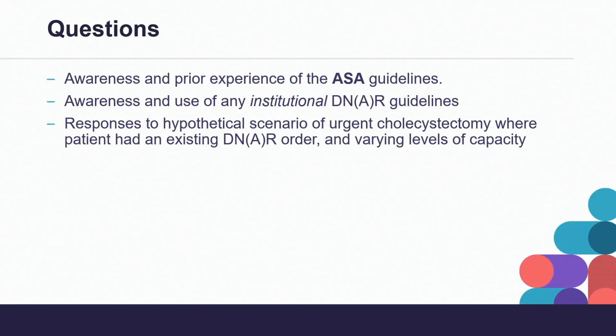And the questions were designed to assess awareness and prior experience of the ASA guidelines. Did you know they were out there? Do you have anything comparable in your institution, and are you using those? And presenting them with some hypothetical scenarios of urgent cholecystectomy as a scenario where patients had an existing DNR order but varying levels of capacity. And perhaps some of you remember that. Hopefully you all can respond to that, and thank you for that.